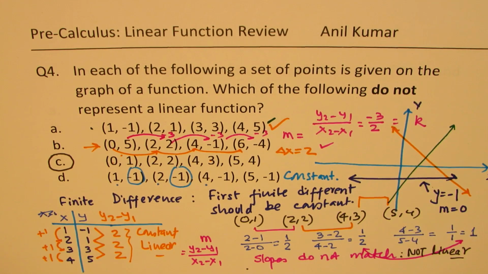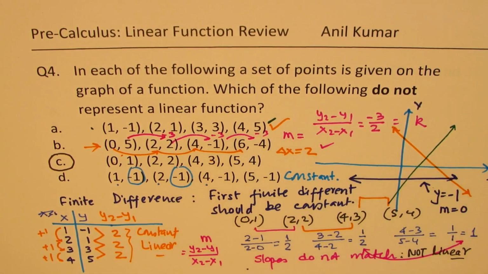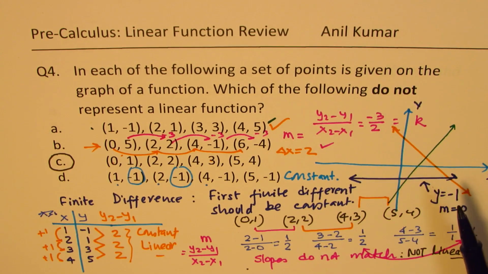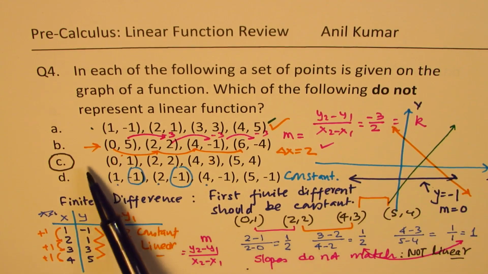Perfect. So we have learned the concept of finite difference to figure out whether a set of points is linear or not. We have also seen that on a graph, if we have a horizontal line or a rising or falling line, then it's a linear function. But if the points are not on a line, as in part C, it is non-linear. So that's how we could do it.